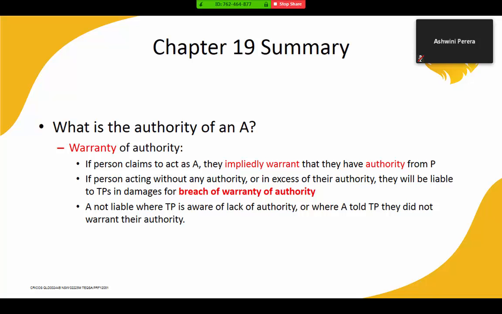The agent wouldn't be liable where the third party is aware that they don't have any authority, meaning that the third party has no recourse or no action against the agent, because they know that they don't have the authority to do what they've been doing. The issue usually arises when the third party or the principal gives you the impression that this agent is acting within their actual authority.